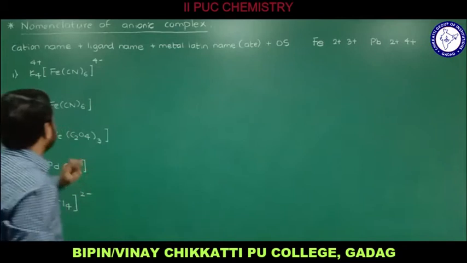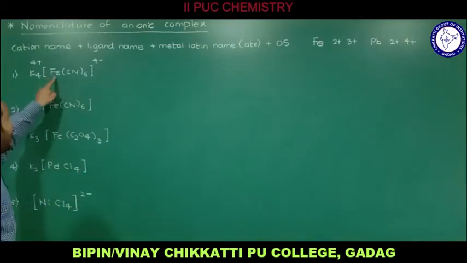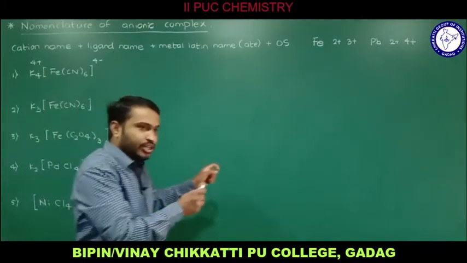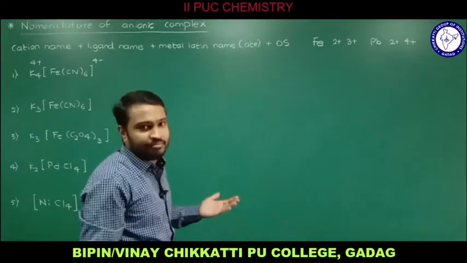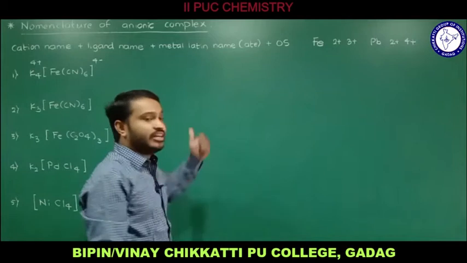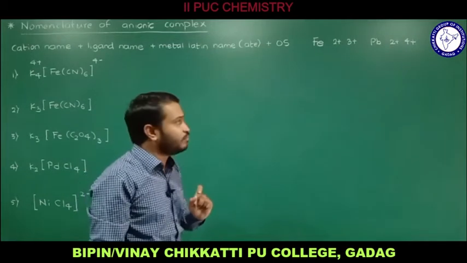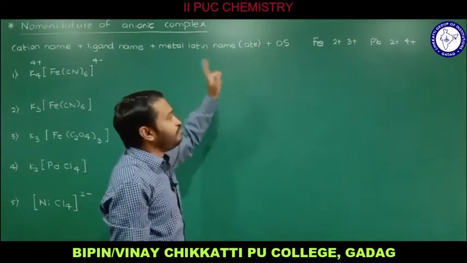One example I consider. In the first example itself I have iron, Fe, and here you are not supposed to write iron because that is the English word. You need to write the Latin name based on the oxidation state, whether it is ferrous or ferric. So based on that you are supposed to write the metal Latin name.